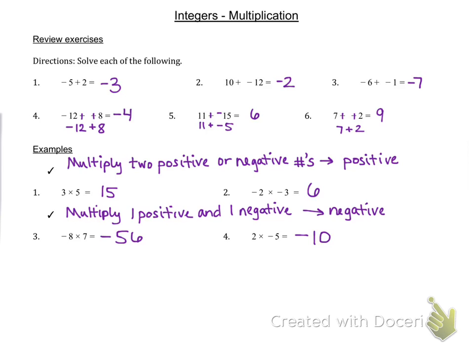So to recap, if you're multiplying two positive numbers or two negative numbers together, your answer will be positive. If you're multiplying one positive number and one negative number, your answer will be negative.